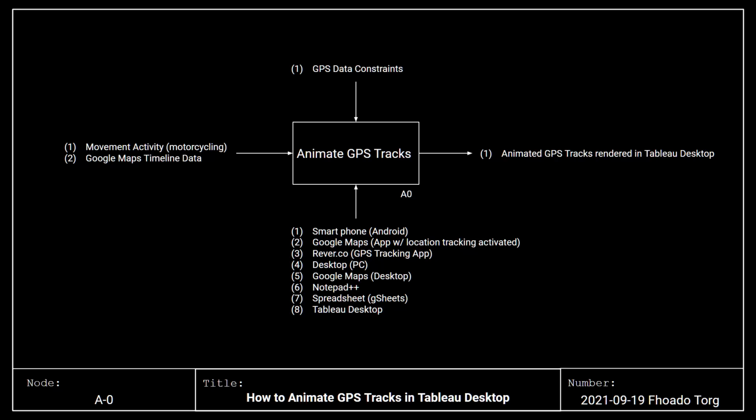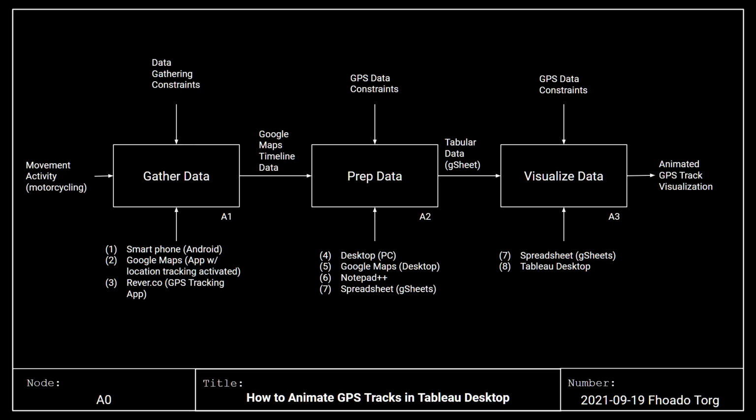So let's get started. We're going to break this activity down into 3 distinct steps, each with their own inputs, outputs, controls, and mechanisms. We're going to first gather the data, which will produce our Google Maps timeline data. We'll then prep that data in order to produce tabular data in a G-sheet. The final step will be to visualize that data from the G-sheet and create an animated GPS track visualization.